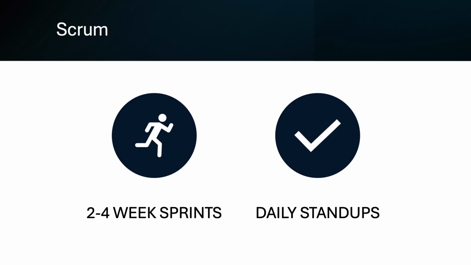First is Scrum. Scrum focuses on managing tasks with a team-based development environment. It is the most widely used Agile methodology. Scrum is characterized by fixed-length iterations called sprints, typically 2 to 4 weeks long, and daily stand-up meetings to monitor progress. So let's go over an example.